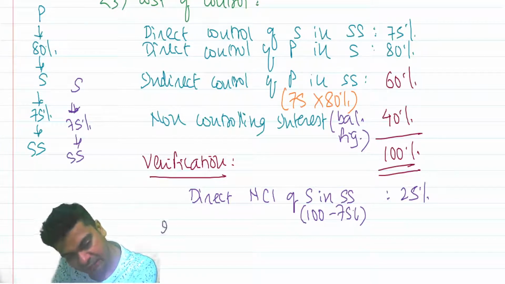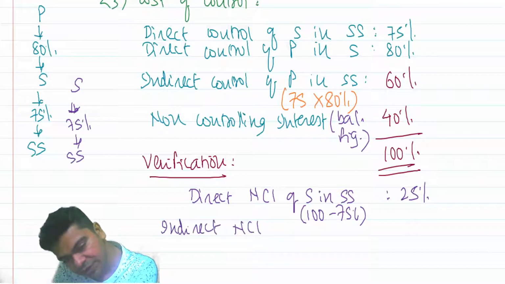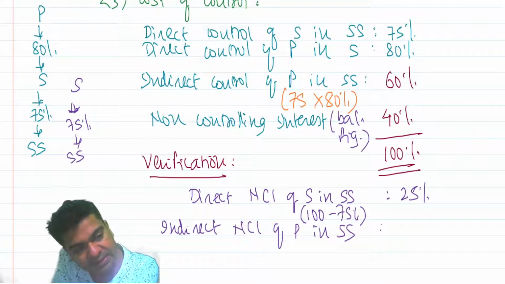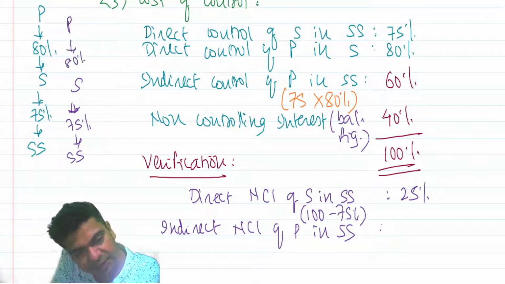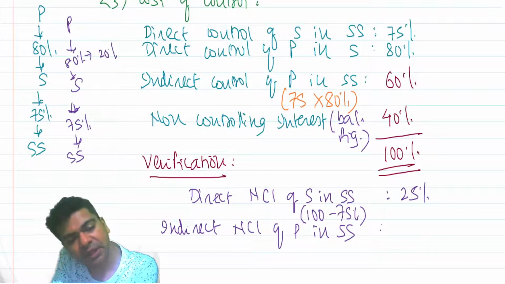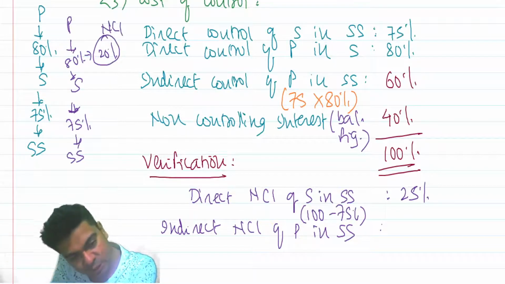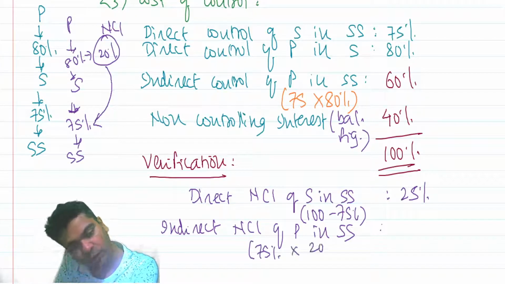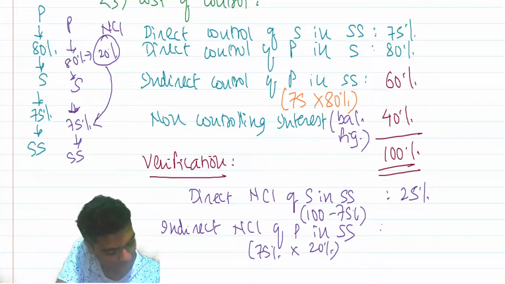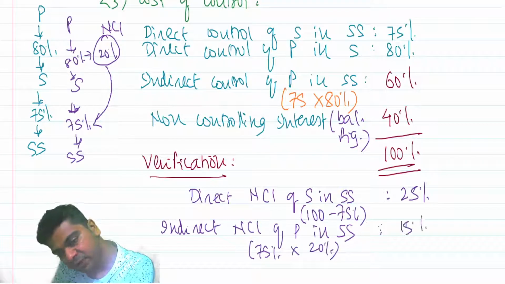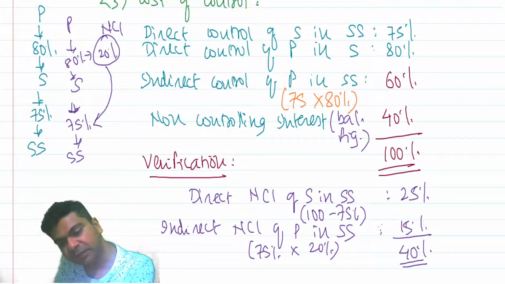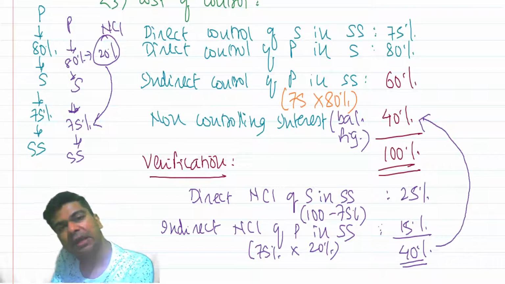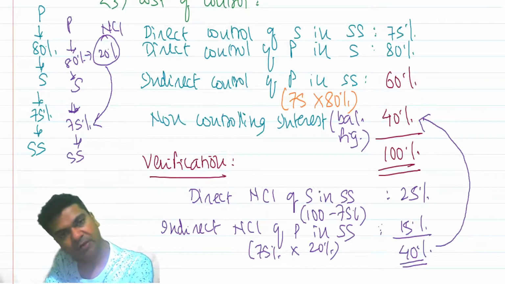Then we have an indirect NCI. We say indirect non-controlling interest of P in SS. Just see here. P has 80% in S, that means 20% is the NCI over here. This 20% I apply to this 75%. So I say this is 75% into 20%, that is turning out to be 15%. If I take a total, I get 40%. Just see, 40% here and 40% over here. We are able to verify the balancing figure of the non-controlling interest of 40%.